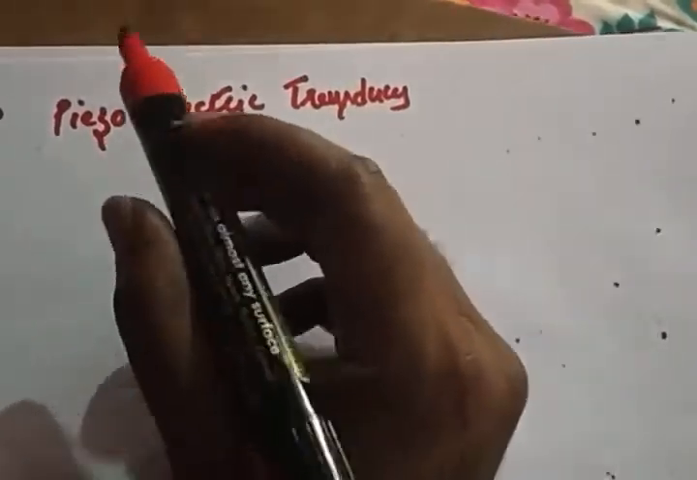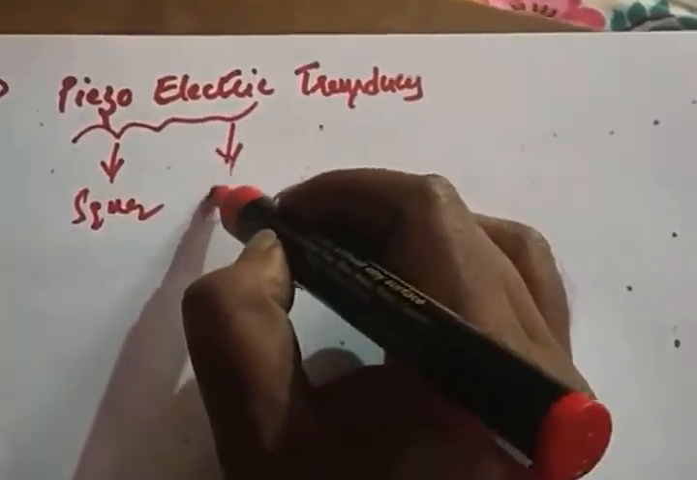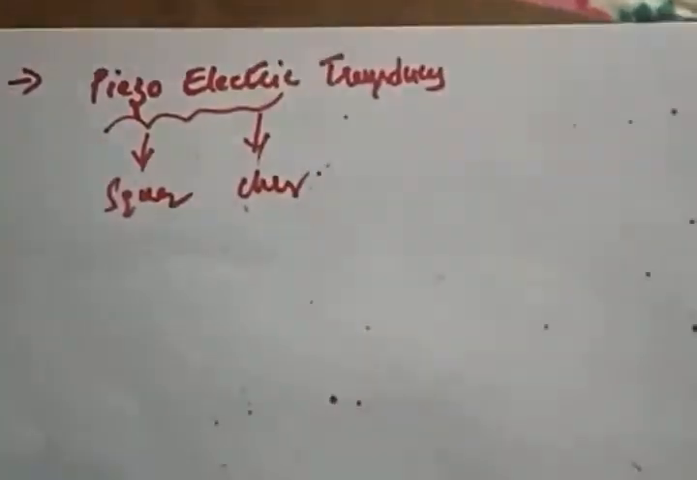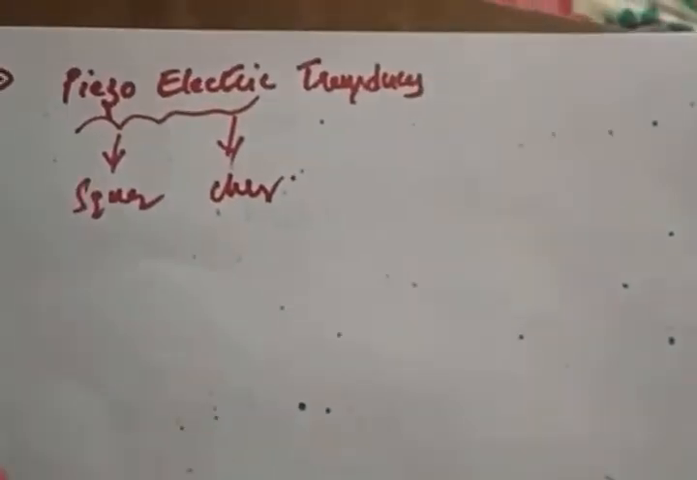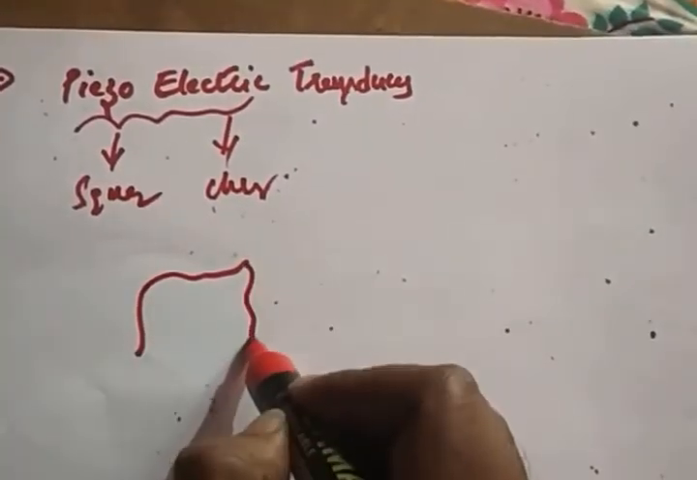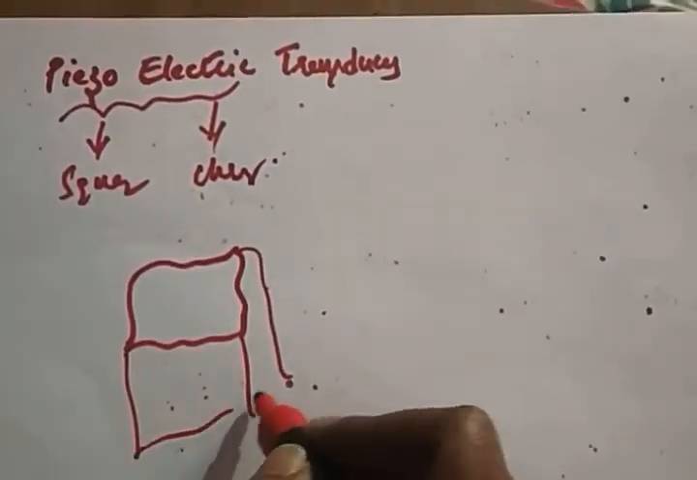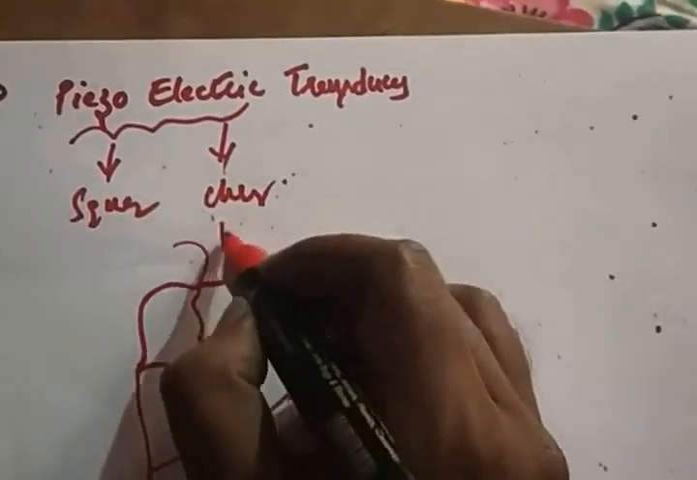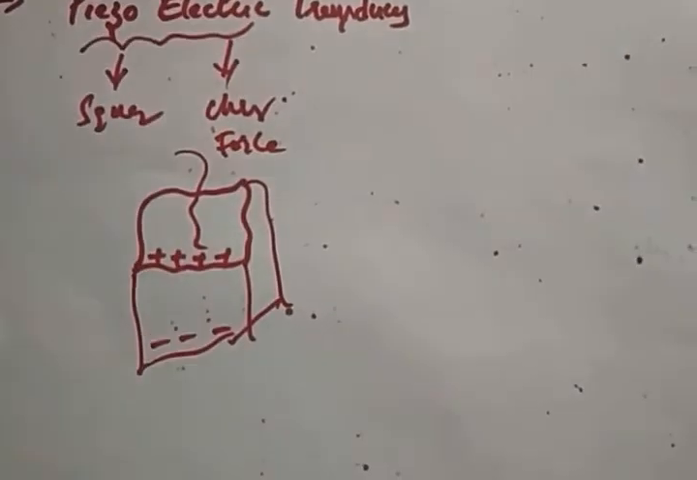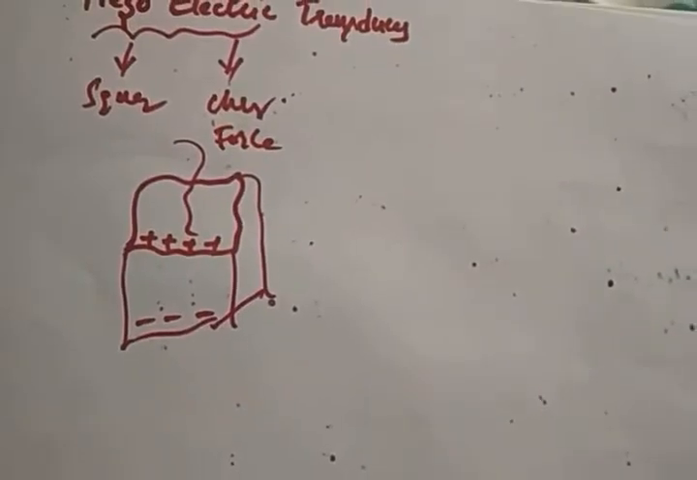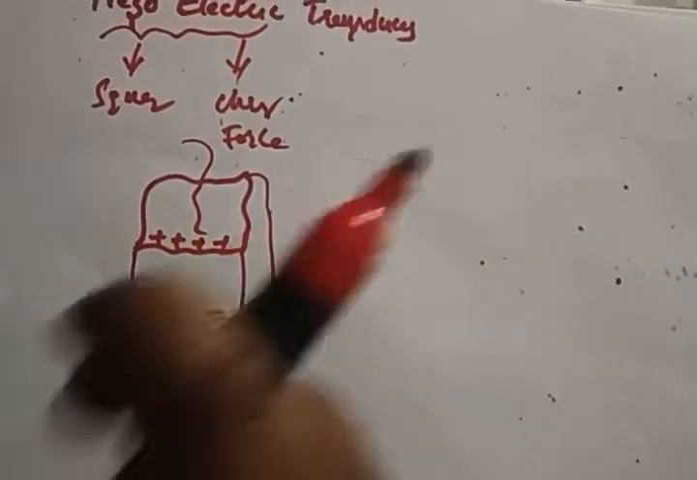The name itself, what is piezoelectric? Piezo means squeeze. Electric means a charge will be accumulated. When you squeeze a crystal, when you apply a force on the crystal, there will be a charge accumulated. If it is a crystal, like a quartz crystal, Rochelle salt, these are the crystals that we are going to use in this type of piezoelectric transducer.